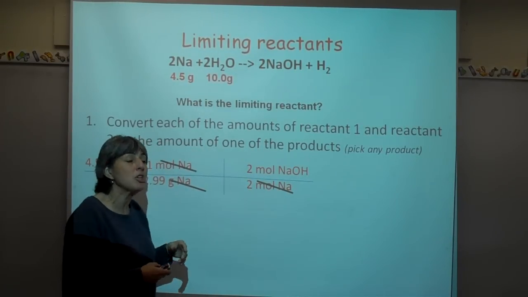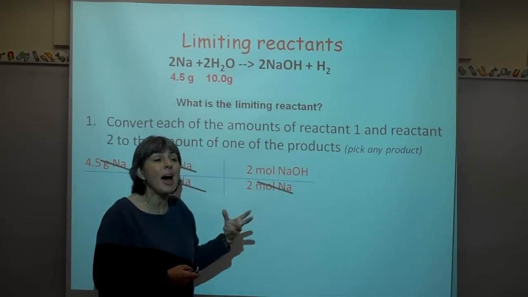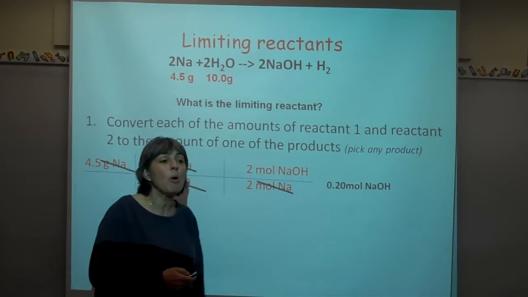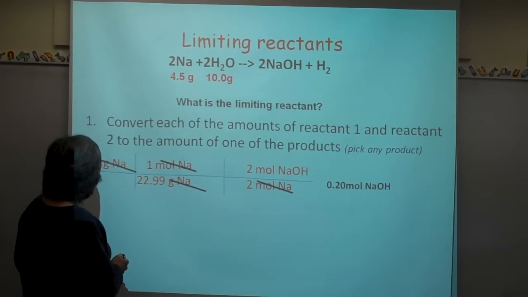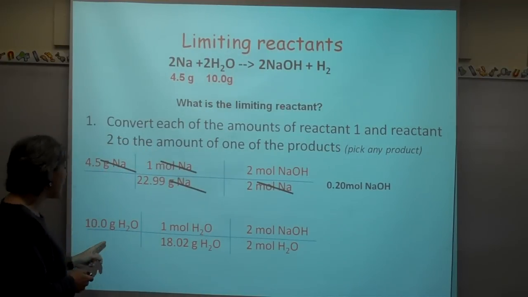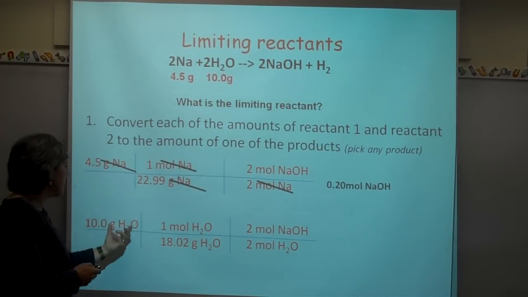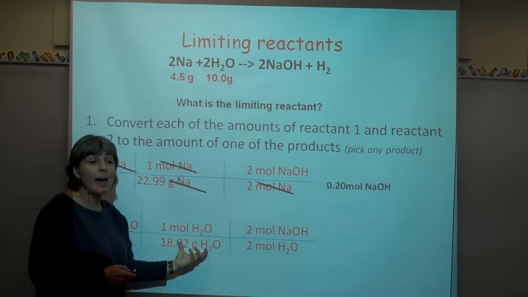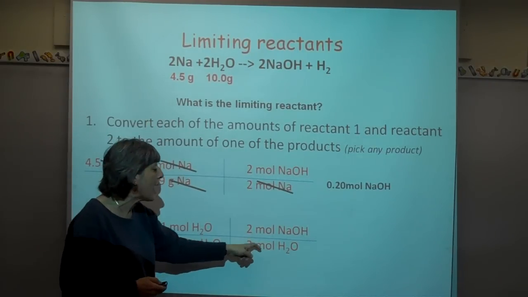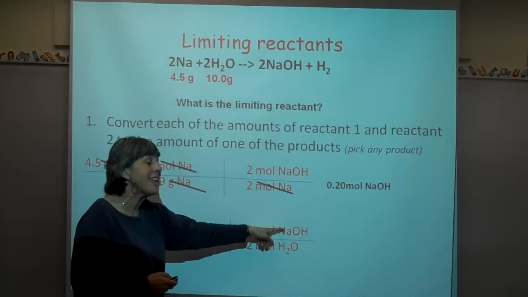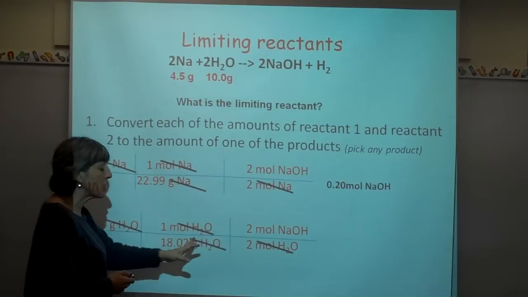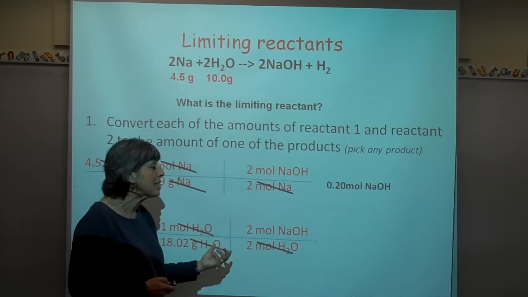I want to know how much product I can possibly make. So if I do this calculation, I see that I have 2 moles of NaOH. If I then do the second reactant the same exact way, instead of sodium, now I have water. Instead of the molar mass of sodium, I have the molar mass of water. Instead of a mole ratio that has NaOH and sodium, it's NaOH and water. Okay, and then I do all of the cancellation of units and put this into the calculator.